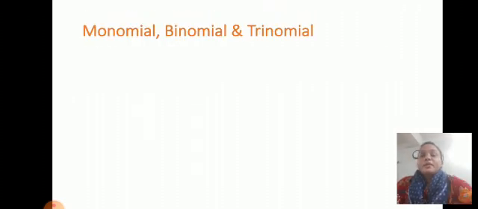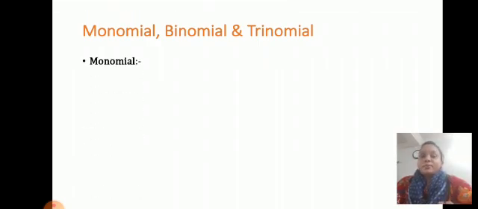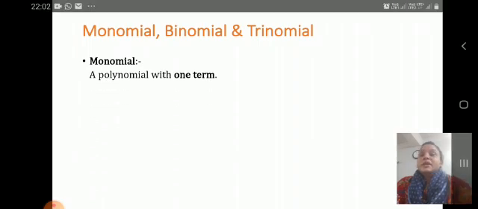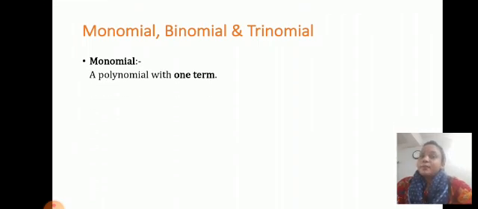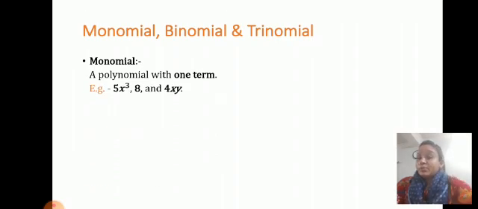Now here you can see three words written: monomial, binomial, trinomial. These three words are related to the terms of a polynomial. The first, a polynomial with 1 term. Just for example, 5x cube, 8 and 4xy. These are all polynomials which contain only 1 term. So this is the category of monomial.